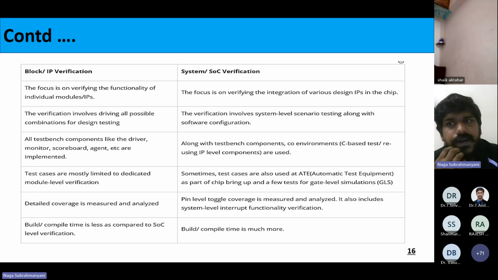When it comes to IP level, it completely depends on your SystemVerilog and UVM. You develop your own verification environments, and you can develop your own VIPs. They mimic the design and later you compare the results.